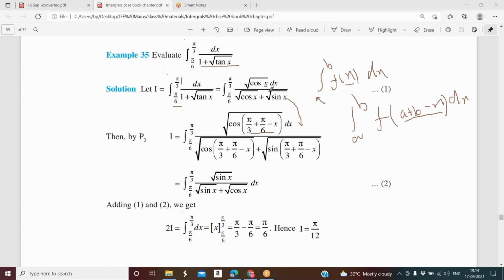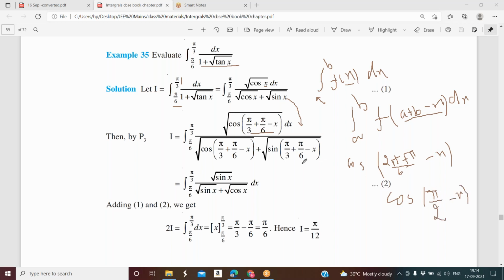What is the common denominator here? The common denominator is 6, right? So what will we have? Cos of, here we should multiply the numerator by 2. So 2 pi plus pi minus x. What is 2 pi plus pi? 2 pi plus pi is 3 pi. 3 pi by 6 is pi by 2. So cos of 90 minus x. In the numerator, what you are getting is cos of 90 minus x.